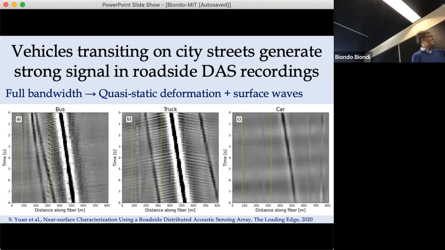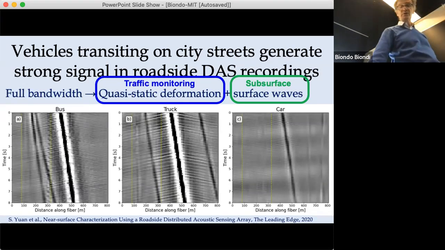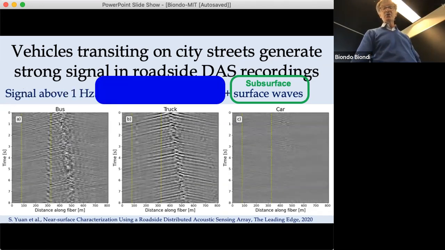surface waves. So this is the signature of the car going along the road. The big strong signal is the elastic deformation that I discussed before. But now if you look carefully, we have this fishbone signal as well. Those are surface waves generated by the car when it interacts with the irregular surface of the road. The quasi-static deformation can be used for traffic monitoring and for locating in time and space the source of the surface wave. So we don't need to do interferometry, which has many challenges. One is computational and the other has to do with the direction of propagation of the waves. So we can actually have a kind of semi-active seismic experiment.